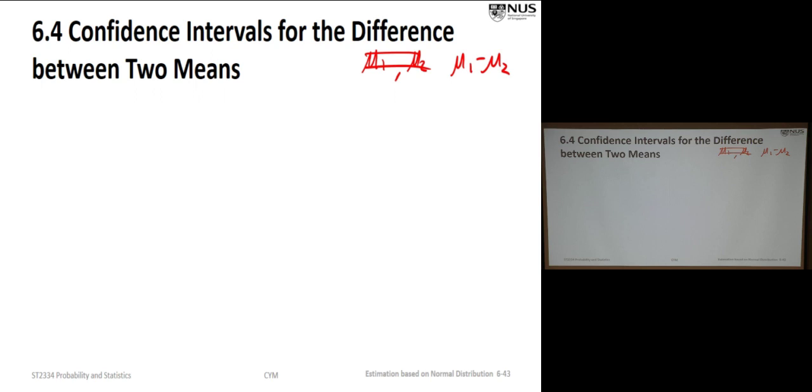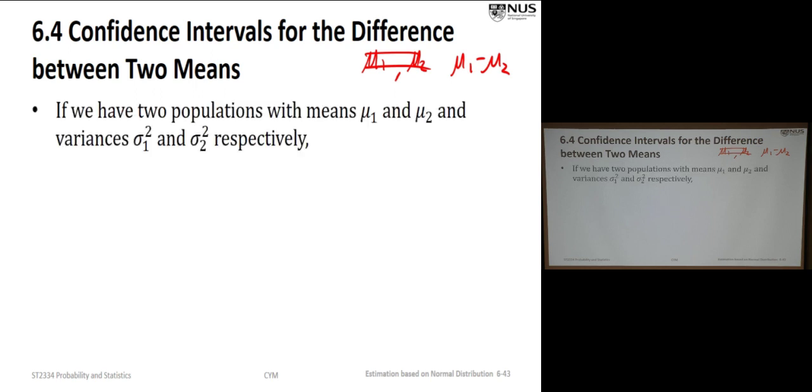And again, it doesn't matter whether you look at mu1 minus mu2 or mu2 minus mu1. You just have to adjust your formula accordingly. What I mean is it doesn't matter which one is called sample 1 and which one is called sample 2. You can swap the two.